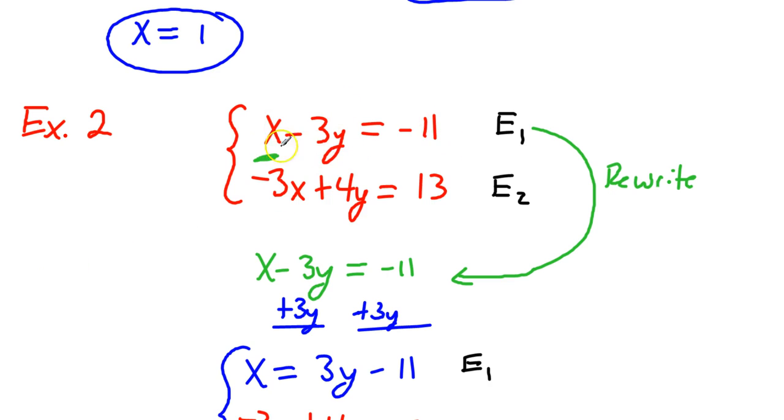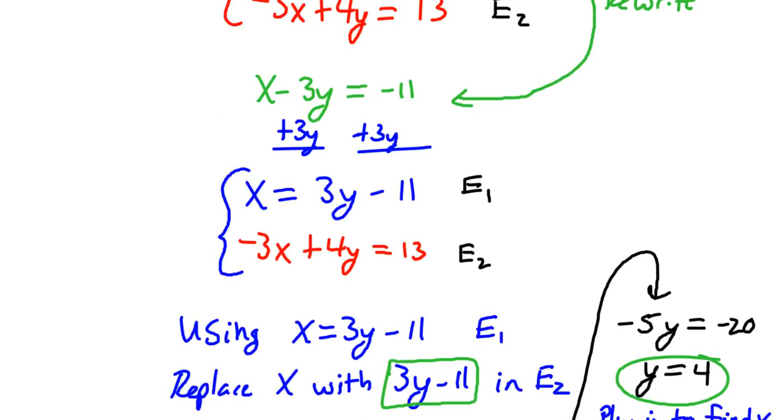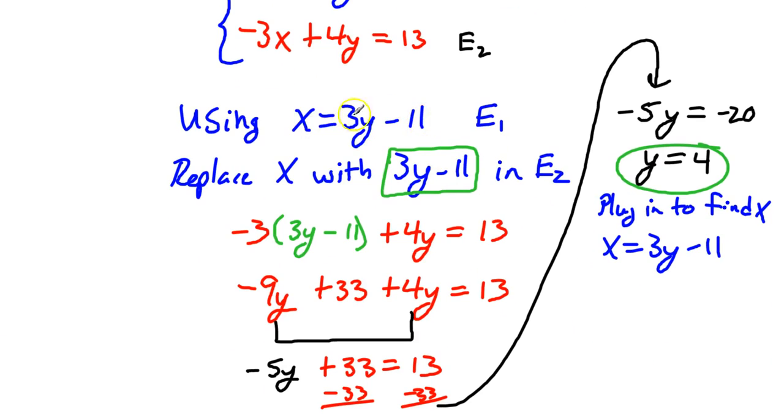If you want to go back to the actual original, you could go back to here. But if we leave it like this, it's actually going to make it a little bit easier, because when you plug in the 4, x would equal 3 times 4 minus 11. Well, that's 12 minus 11, so that's just x equals 1.